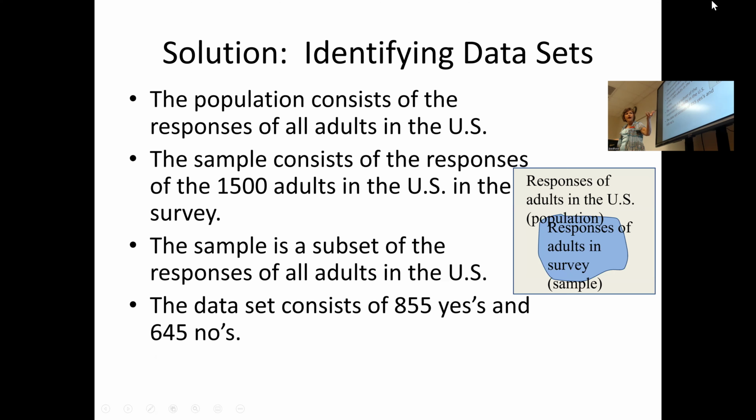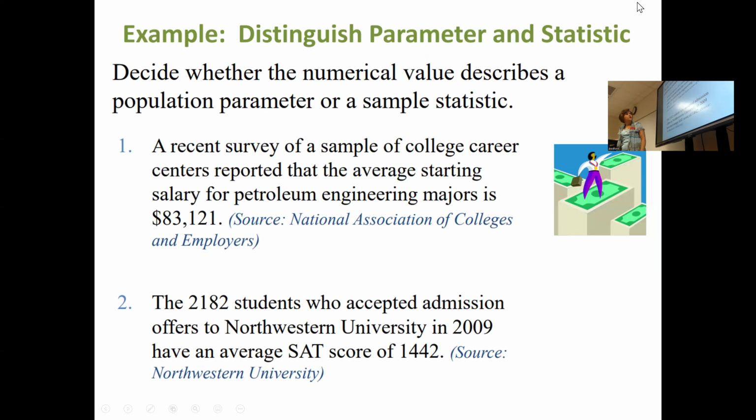So this is a little graphic to show you. If you were inside the tan box, that would be if you asked everybody in the United States, which is not very feasible to do. So instead, the little blue odd looking shape would represent the ones that were asked in the survey, as a subset or a sample.